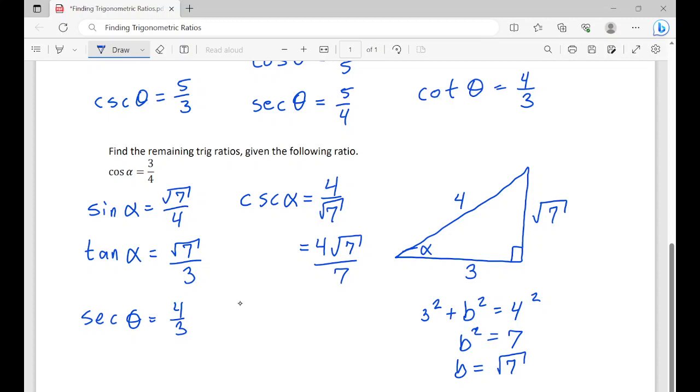And then last is cotangent of alpha, and that's just going to be the reciprocal of tangent, so 3 over root 7. And if you cannot have a square root in the denominator, just rationalize it, and you're going to end up with 3 root 7 over 7. And that would be the 6 trig values, or at least in this case, the 5 remaining, for this question.